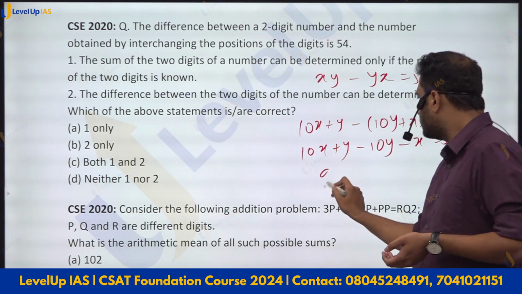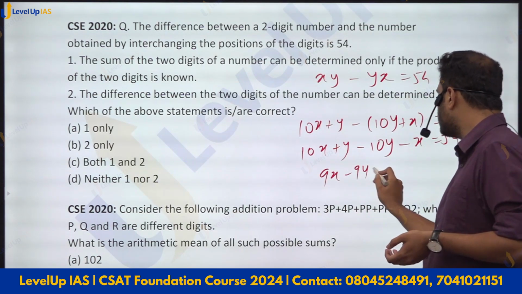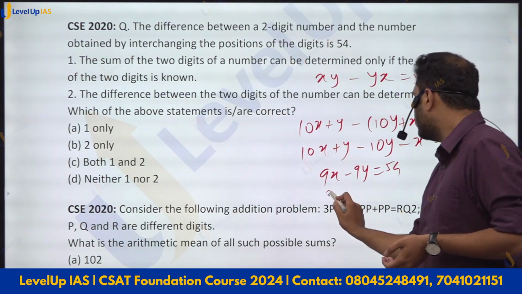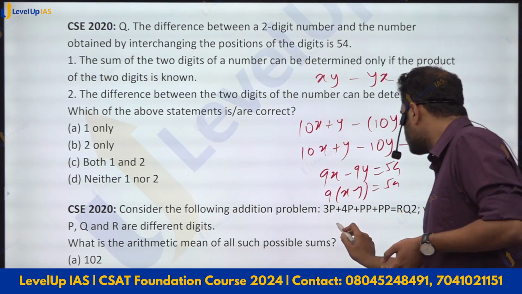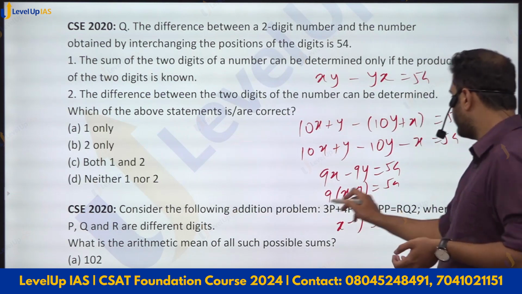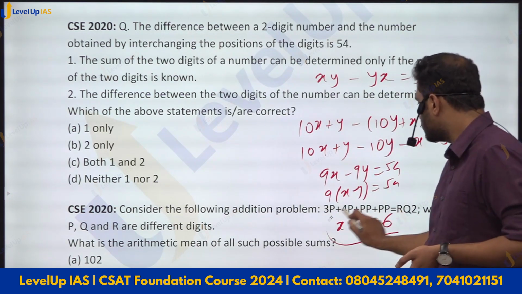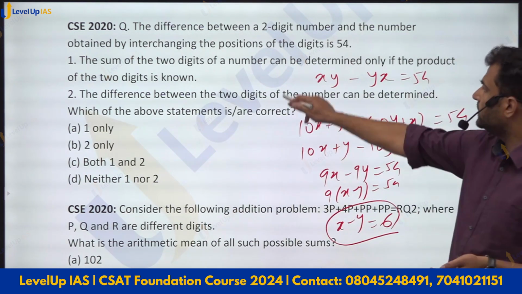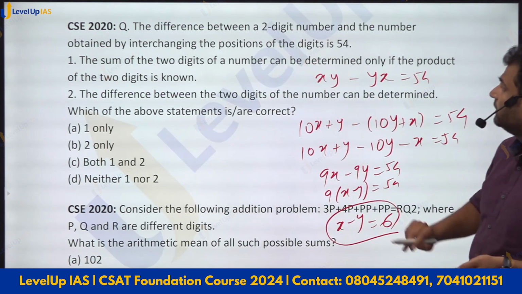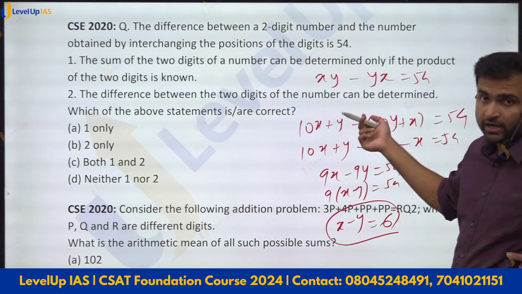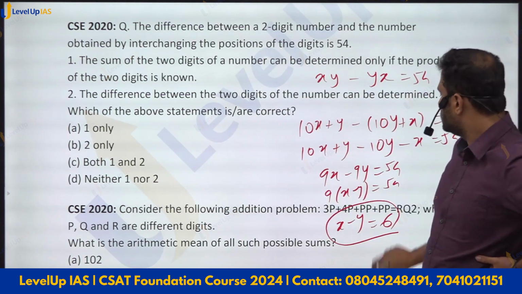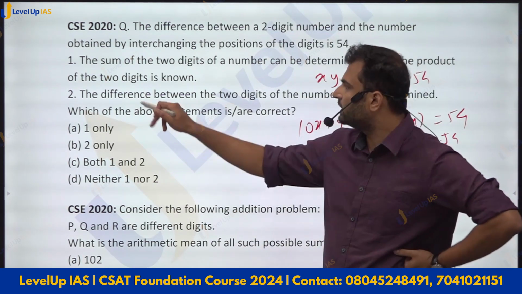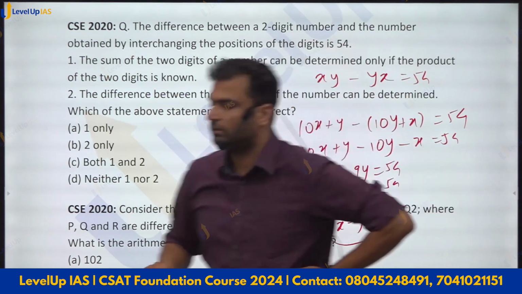So we have 9x minus 9y is equal to 54. So we have 9 into x minus y is equal to 54. So x minus y is equal to, we can divide by 9 on both sides, we get 6. This is what we get using the given condition, that the difference between the digits, x and y are digits of this 2-digit number, is 6.